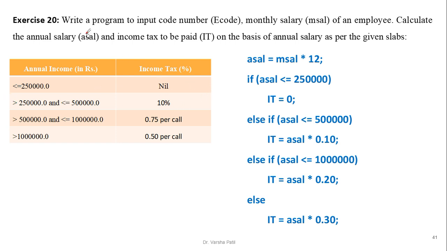Now this is again a very easy program. Given the monthly salary of the employee, calculate the annual salary and the income tax to be paid on the basis of annual salary as per given slabs. So in this program, if the monthly salary is given, we require to calculate the annual salary, which is multiplied by 12. Now we require to write down the conditions. See, 4 conditions are there, connected with 3 if and the last is the else part. So if salary is less than or equal to this amount, then income tax is 0, otherwise income tax is 10% on that annual salary. So this is a very simple program. We require to write this down in a condition.